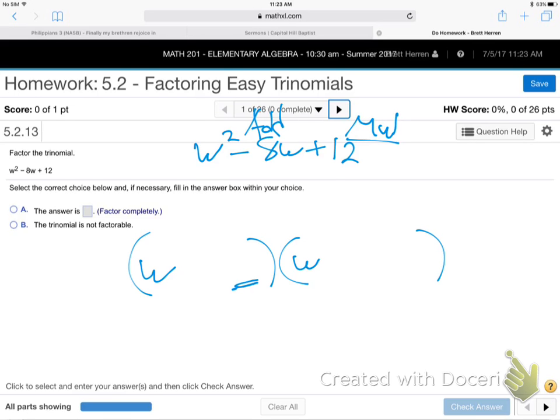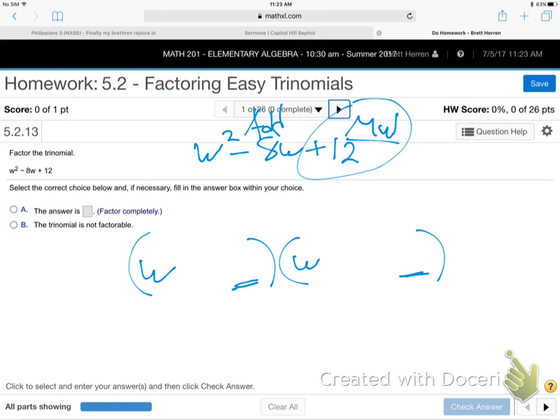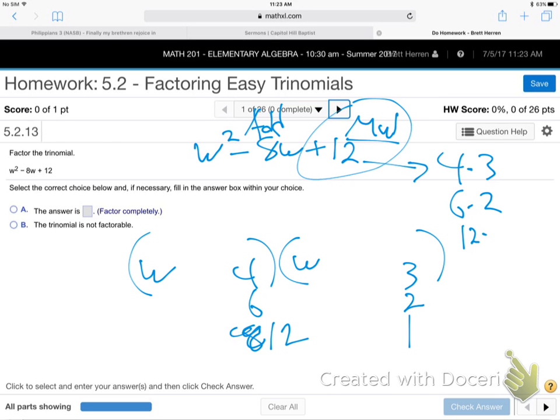And how do you know what numbers go back here? What multiplies to be 12? Remember, looking back here, the number at the back comes from multiplying. So what multiplies to be 12? Yeah, there's a few options. I could go 4 times 3, 6 times 2, 12 times 1. They all multiply to be 12. How do you know which pair of numbers you want? Let me put it over here. 4 times 3 is 12. 6 times 2 and 12 times 1. They're all multiplying to be 12.